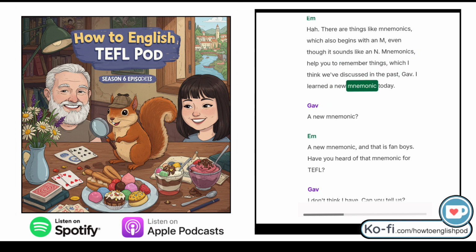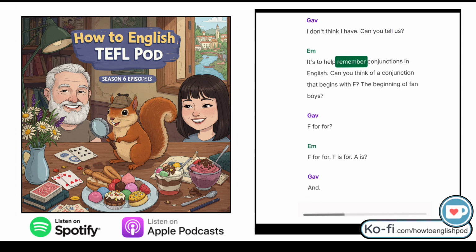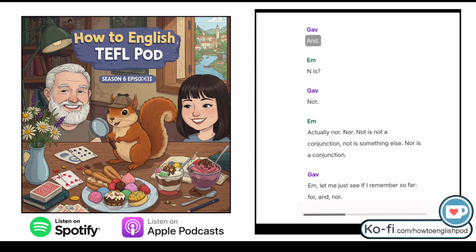I learned a new mnemonic today. A new mnemonic? A new mnemonic. And that is FANBOYS. Have you heard of that mnemonic for TEFL? I don't think I have. Can you tell us? It's to help remember conjunctions in English. Can you think of a conjunction that begins with F, the beginning of FANBOYS? F for for. F is for. A is... And. N is... Not. Actually, nor. Not is not a conjunction. Not is something else. Nor is a conjunction.